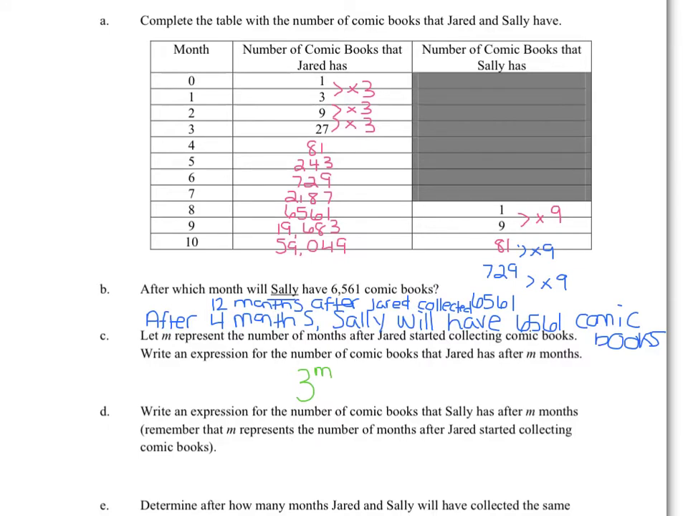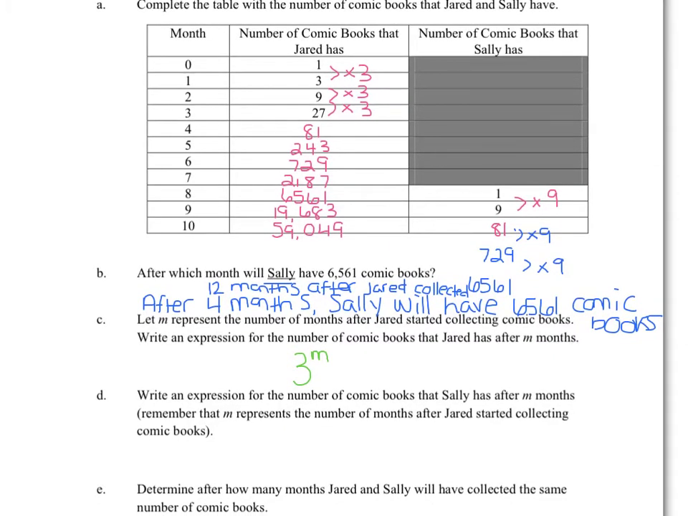For D, they want you to write an expression for the number of comic books that Sally has after m months. Remember that m represents the number of months after Jared started collecting comic books. Well, we know that she's increasing by a rate of 9, so we know that that's going to be our base. However, it's not going to be 9 to the mth power, because if m is 1, we're talking about up here, and Sally hasn't started collecting books yet. So Sally starts collecting books in month 9. So let's say I want Sally's first month. So we want it to be 1. If that's the 9th month, m minus 8 will give me 1. So what I'm going to have is 9 to the power of m minus 8, so that they can be using the same variable equivalently.